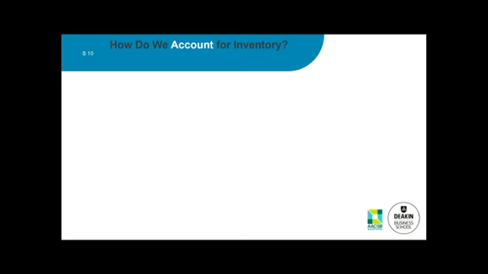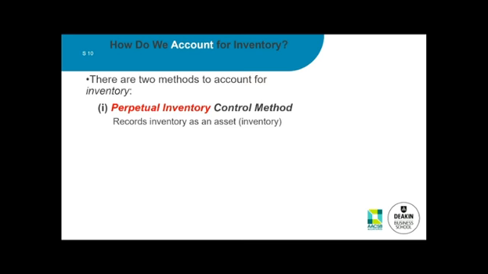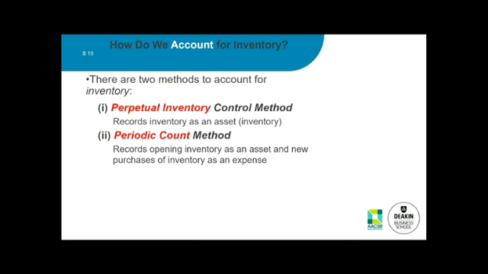So how do we account for inventory? We have two methods. We have the perpetual inventory control method. It records inventory as an asset, and it records it perpetually. So after every single transaction, be it an increase or a reduction in inventory, the asset account is going to be affected. Under the periodic method, it records opening inventory as an asset and new purchases as expenses, right?